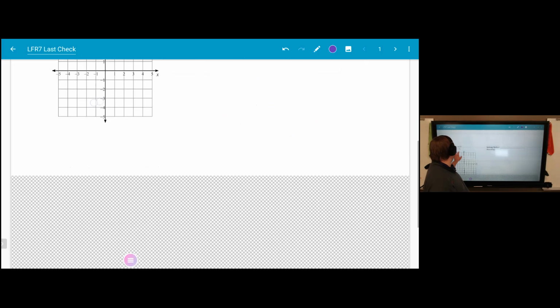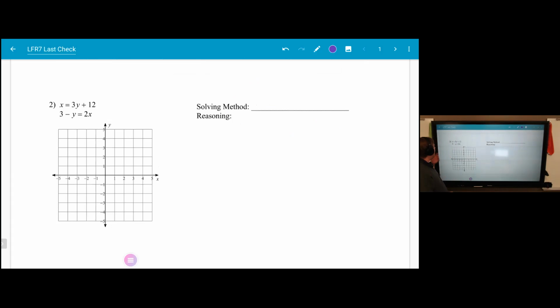For number two, again, you can solve all these using any way, in my opinion. And again, you don't have to follow what I do. I'm just telling you, you've got to use every method. All right. I see that this is already x equals. And what I would do is substitution. Could you graph? Yeah. Could you do elimination? Yeah. I see this one as a substitution.